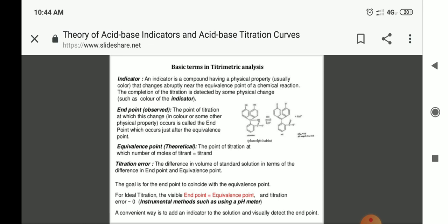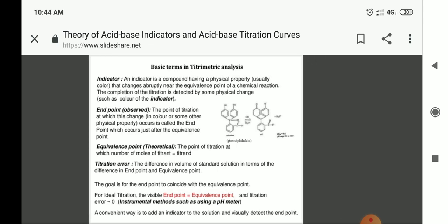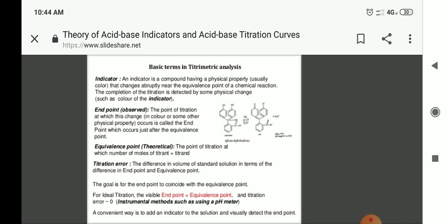Next is the end point. The point of titration at which this change in color or some other physical property occurs is called the end point, which occurs just after the equivalence point. Next is the equivalence point: the point of titration at which the number of moles of titrant is equal to the number of moles of analyte.